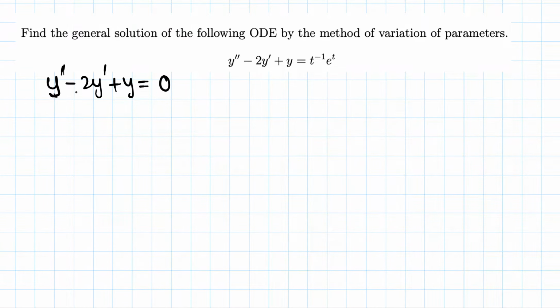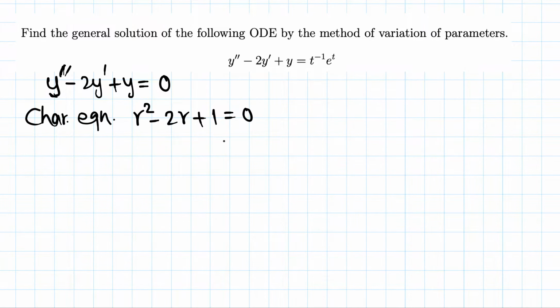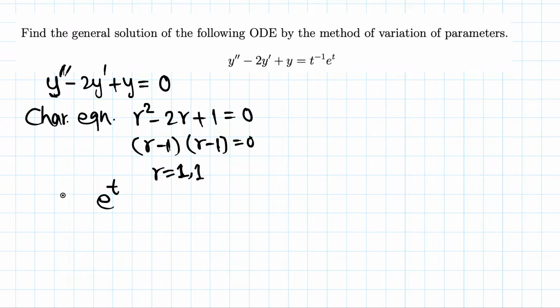And we know how to solve this homogeneous equation. To solve this, we find the characteristic equation, which is r square minus 2r plus 1 equals 0. Let's factor, that's r minus 1, r minus 1 equals 0. So we get r equals 1, 1. Pretty much 1 with multiplicity of 2. So based on this one, e raised to t is one solution, let's say y1. And the second solution is now the same thing, but we can't have the same, so t times e to the t.